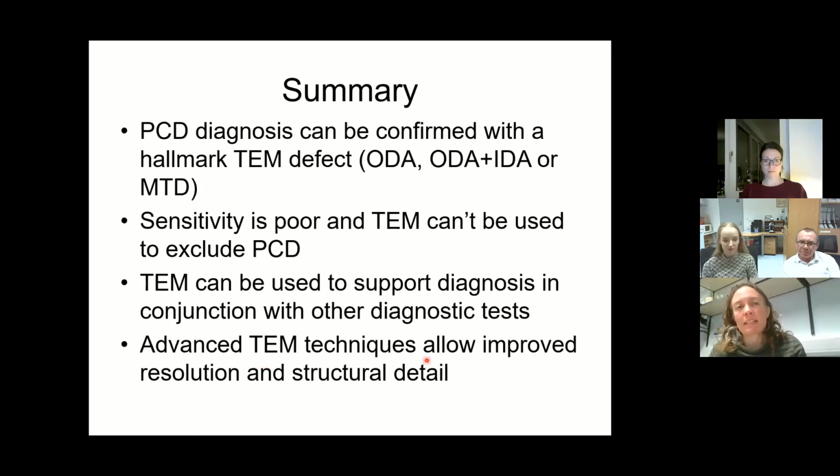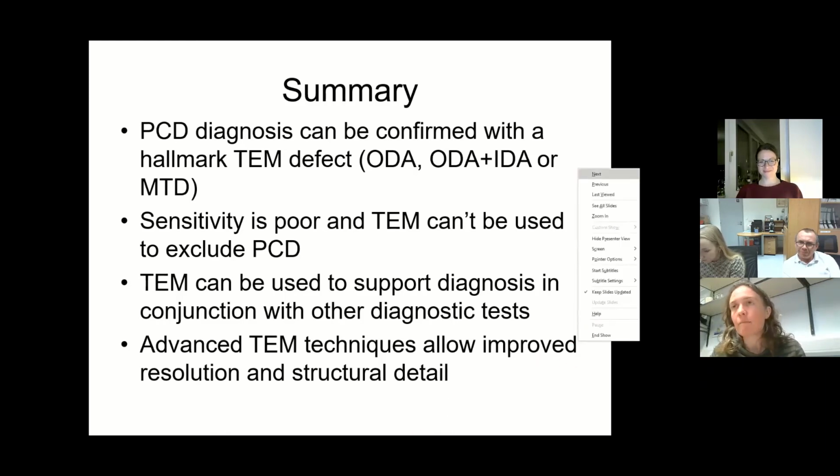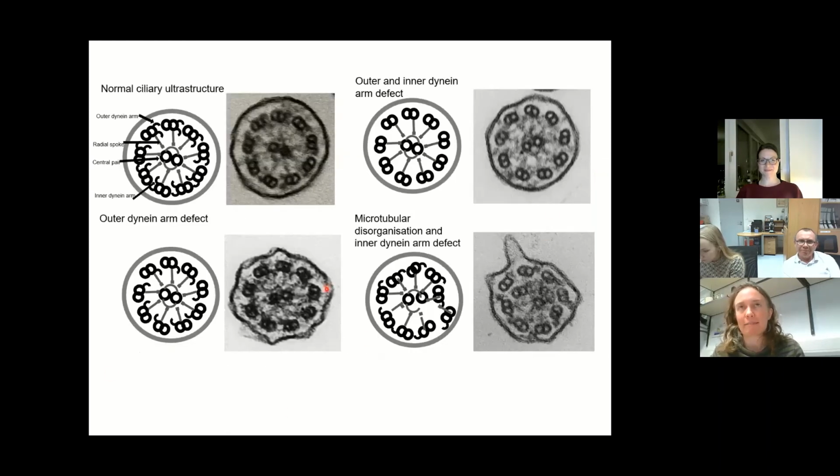And the advanced EM techniques that allow improved resolution and structural defect detail are really coming on, and I would argue that there is no such thing as normal ultrastructure. Your microscope is just not good enough, because with the new microscopes you can see almost every protein that makes up a cilium, and if there's a defect within that or something that builds that, you will be able to see it. It's just in our clinical labs we don't have that capacity currently. And that's the end. I'll just leave you with these hallmark defects.